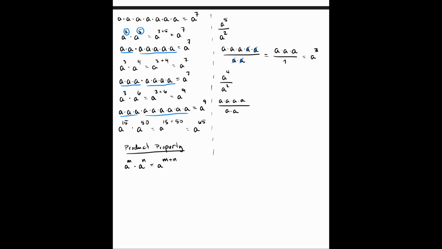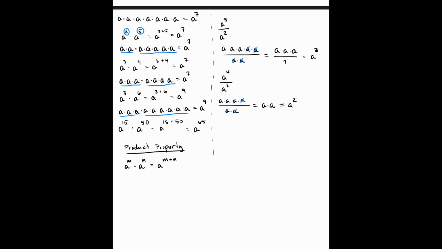Okay, again, we can simplify here. These 2 a's can cancel out. These 2 a's can cancel out. And in the end, we are left with a times a. Again, that's divided by 1, because now the denominator is a 1, but we don't need to write it down. We know what that means. And a times a is the same thing as a squared.